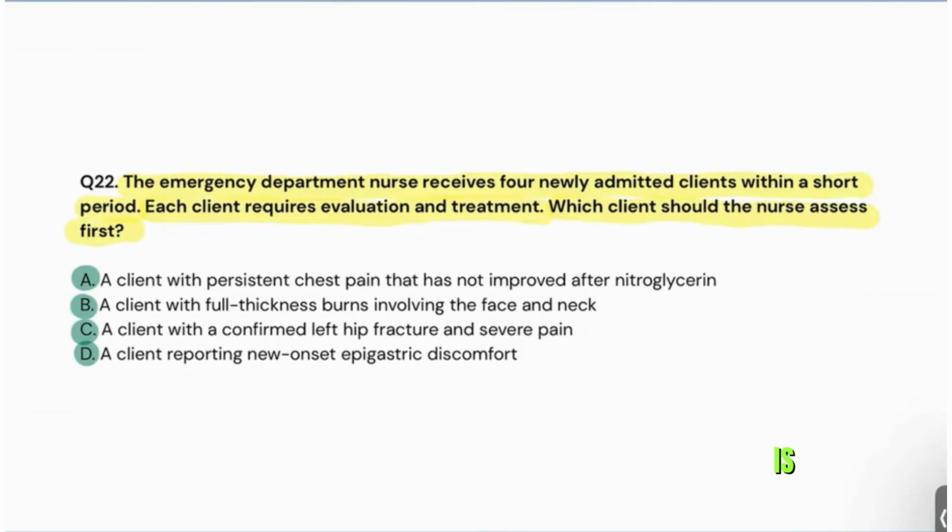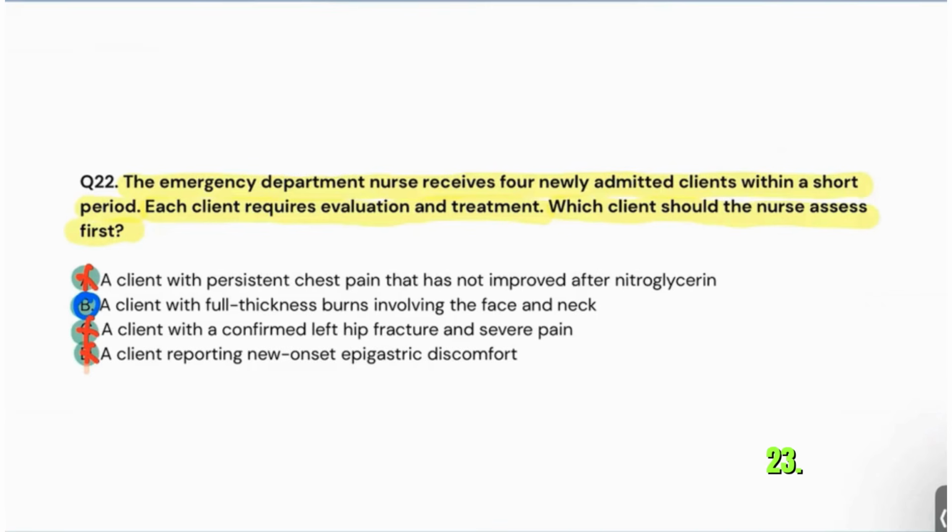The best answer is going to be letter B. Facial and neck burns create a risk for rapidly progressing airway edema, so airway takes priority. Letter A is incorrect. Persistent chest pain is urgent, but airway threat takes priority. Letter C, hip fracture, is also incorrect because hip fracture is painful, but usually not immediately life-threatening. Letter D is also incorrect because epigastric discomfort requires evaluation but is a lower priority.